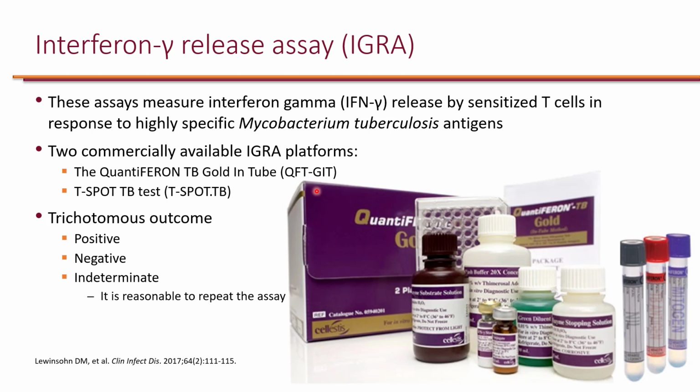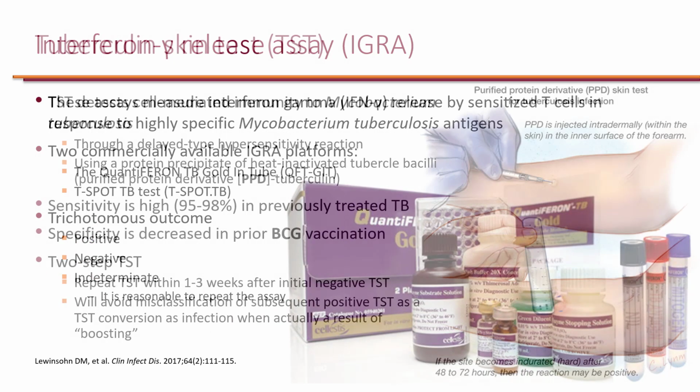There are two assays that are commonly used in the United States for interferon gamma release assay: the QuantiFERON-TB Gold as well as the T-SPOT, and these tests are very easy to do. They typically either test positive, negative, or intermediate. When it's intermediate, it's reasonable to just repeat the assay in order to get a conclusive result.